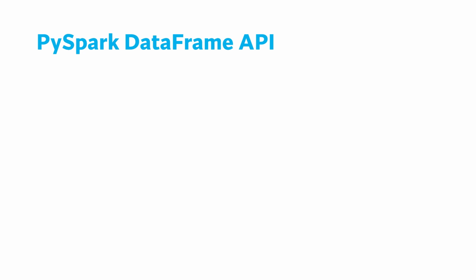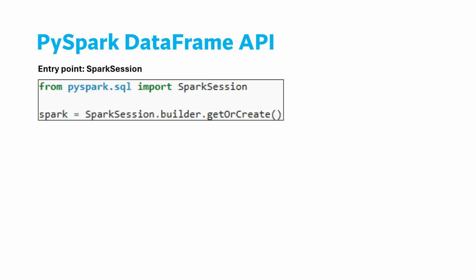So the entry point into all functionality in Spark is a Spark session, which we could import from pyspark.sql. So we can do: from pyspark.sql import SparkSession, and then we could create a Spark session using SparkSession.builder.getOrCreate.